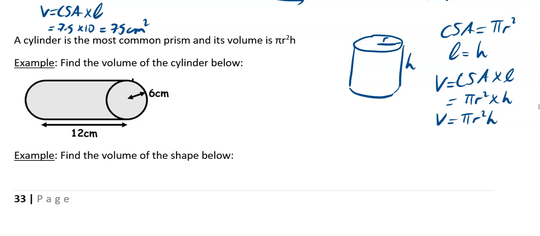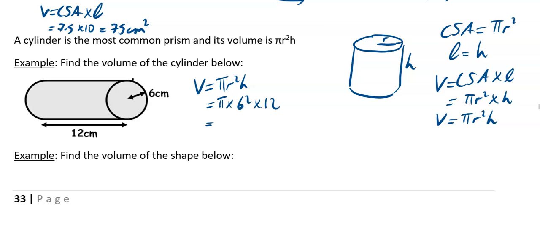So it's a very easy formula. I would learn that for a cylinder. Volume is equal to pi times r squared times h. So in this case, it says find the volume of the cylinder below. Volume is equal to pi r squared h. So it's going to be pi times 6 squared times 12.